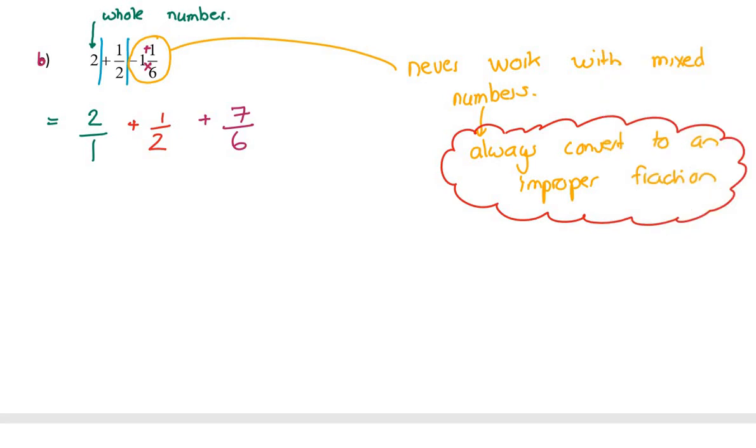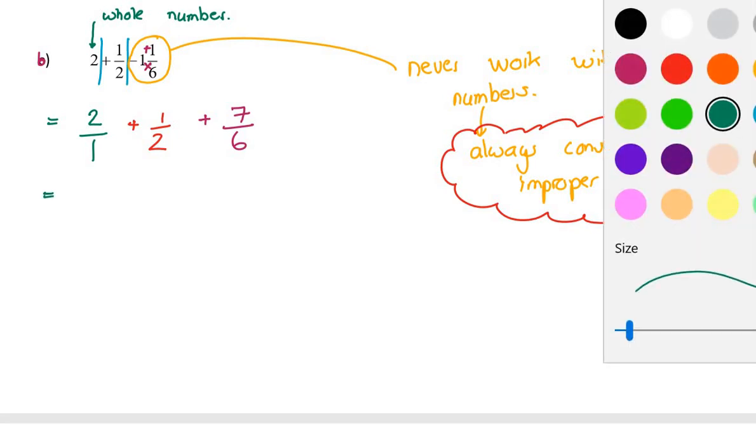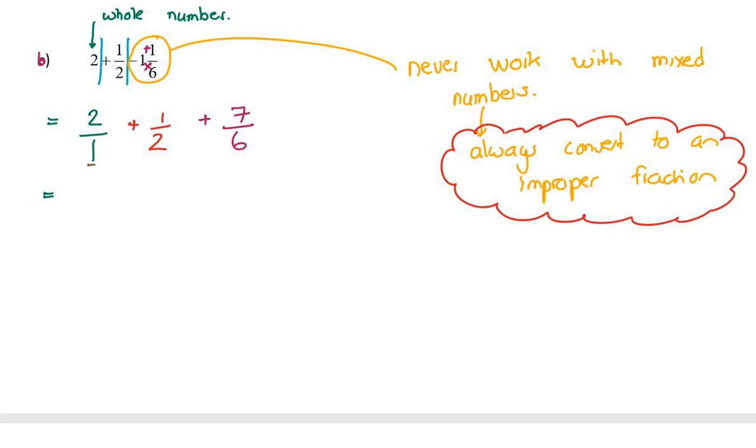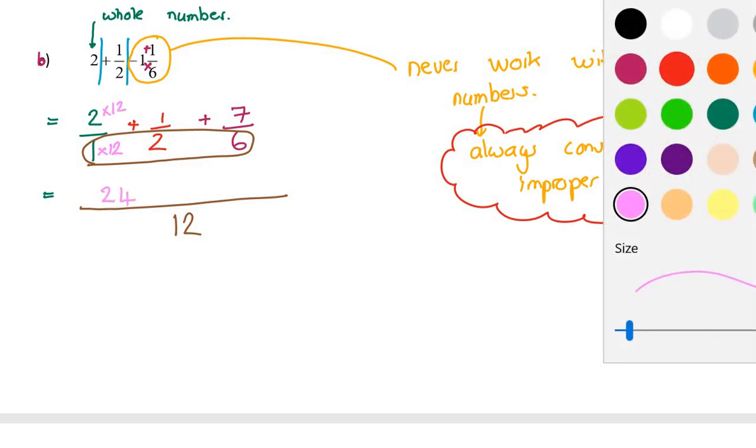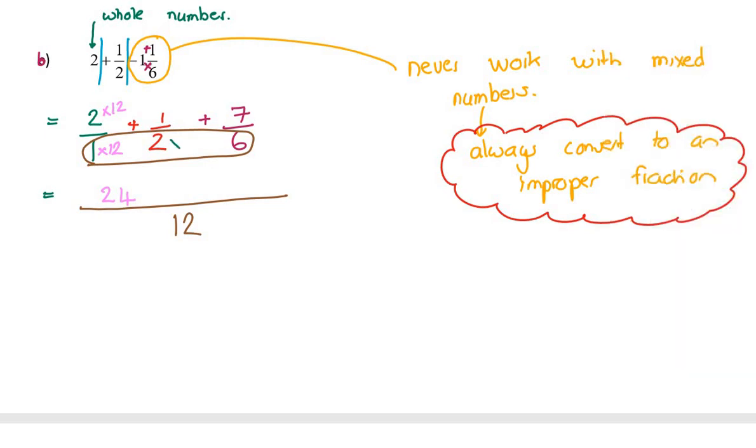Now we're going to add and subtract. We said we would add and subtract only if we had the same denominator. So what's my LCD of 1, 2, and 6? Well, that's going to have to be 12. Again, you can write it all over 12, or you can put it into 3 separate fractions. We said to ourselves, what do you have to multiply 1 by to get 12? So times 12. 2 times 12 is 24. Next one, what do you have to multiply 2 by? Times 6. So 1 times 6 at the top is 6.